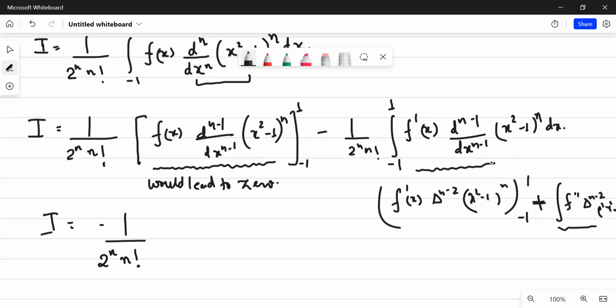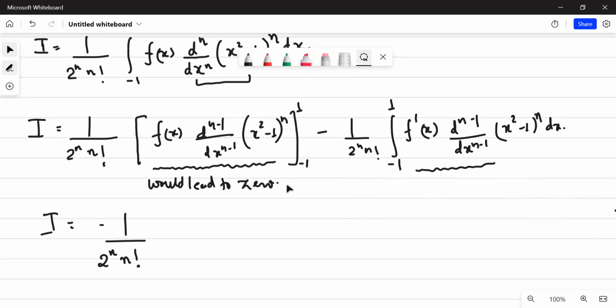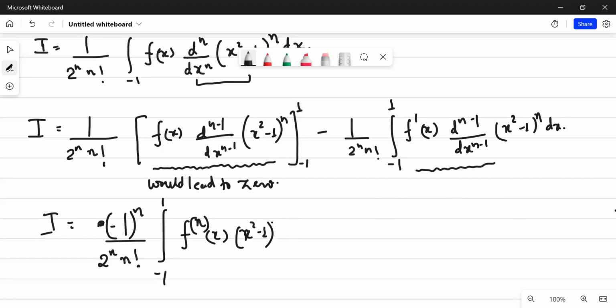Is that clear? So continuing on this tradition, what you will get at the end, you will get minus 1 raised to power n, from minus 1 to plus 1, and this will be f nth derivative x, and this will be simply x square minus 1 raised to power n dx. Is that clear or not clear? Should I repeat it?